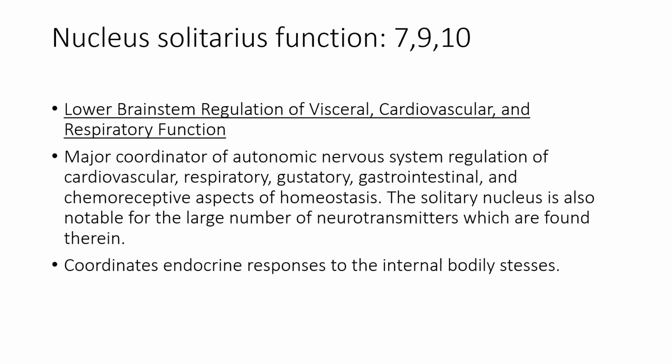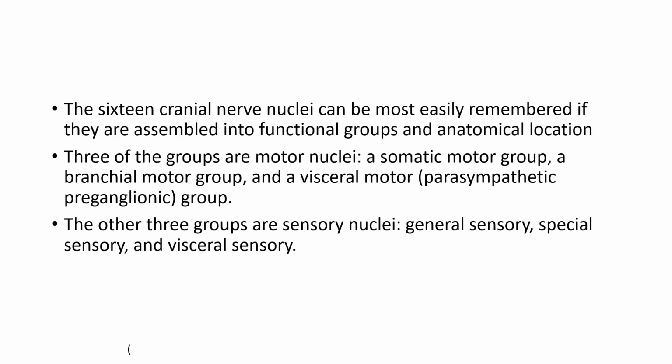So remember, our autonomics are going to be our fight or flight and our rest and digest. The autonomic nervous system regulation of cardiovascular, respiratory, gustatory, so taste, GI, gastrointestinal, and chemoreceptive aspects of homeostasis, or our balance of the chemistry of our body. Solitary nucleus is also notable for large numbers of neurotransmitters, which is the chemistry of how our nerves work, which are found therein. So it coordinates endocrine or hormonal responses to internal bodily stresses. So think about that autonomic nervous system again.